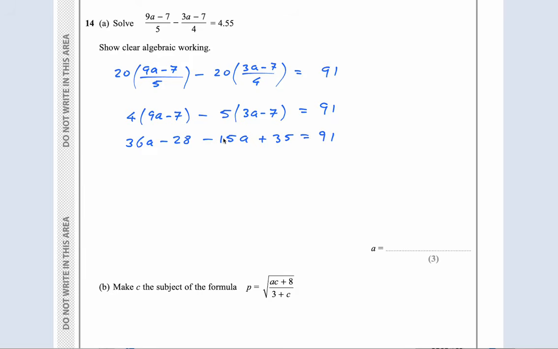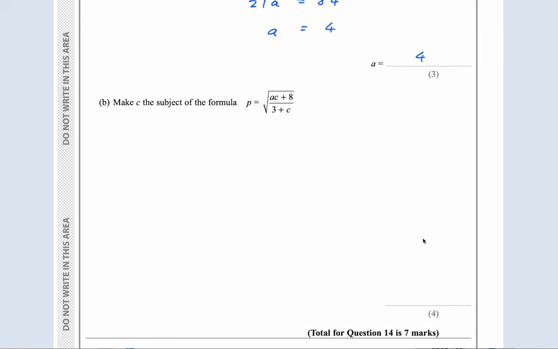36 minus 15 is 21, so that's 21a. Minus 28 plus 35 is plus 7 equals 91. Subtract this 7. 91 minus 7 is 84. And obviously, guys, use your calculator if you need to. Divide by 21. It's actually nicely 4. So a equals 4. Okay, part B.